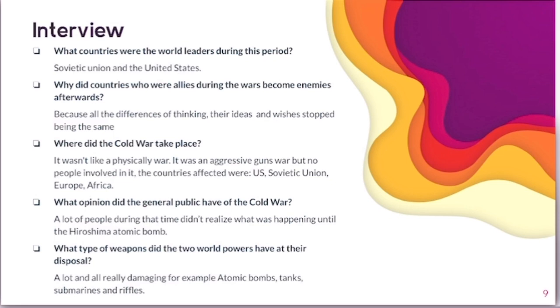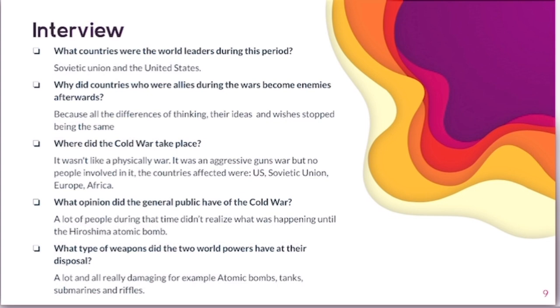The next question was, where did the Cold War take place? He answered me, it wasn't like a physical war. It was an aggressive war, but with no people involved in it. The countries affected were the US, Soviet Union, Europe, and Africa. What opinion did the general public have of the Cold War? His answer was, a lot of people during that time didn't realize what was happening until the Hiroshima atomic bomb.